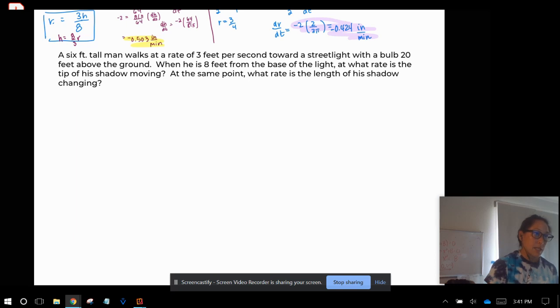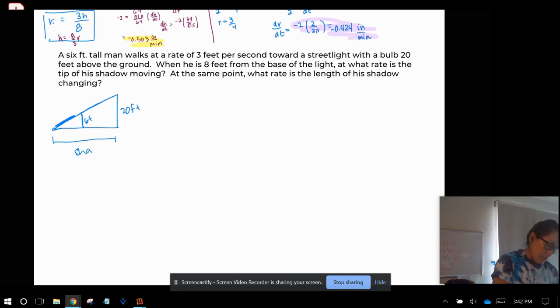Okay, we're going to set up our situation. So I have 20 feet for the streetlight and our guy is 6 feet. What's going to happen is the light is going to beam down. It's going to hit his head and create a shadow right here. So the total length is the shadow. He is 8 feet from the street light.